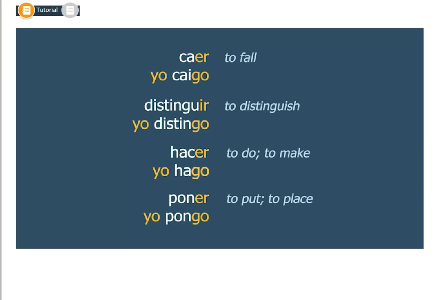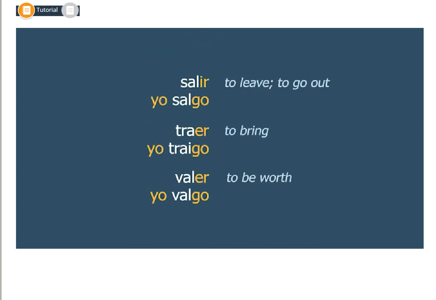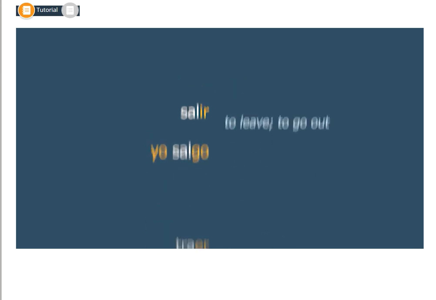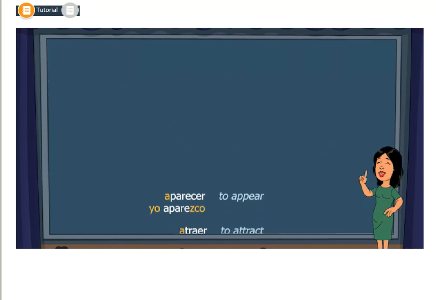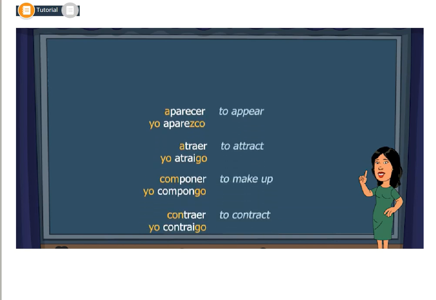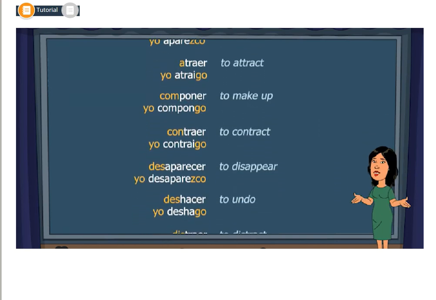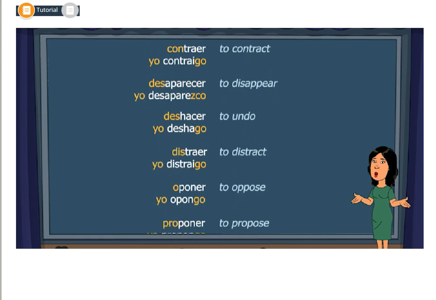Hacer. Yo hago. Poner. Yo pongo. Salir. Yo salgo. Traer. Yo traigo. Valer. Yo valgo. And guess what? A few verbs have unique irregular yo forms. Atención, some of these verbs have prefixes, but even so, they follow the same patterns in their yo forms.